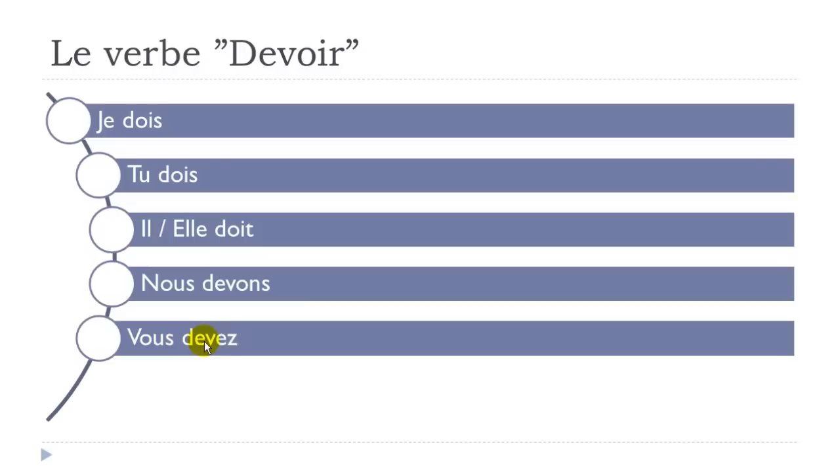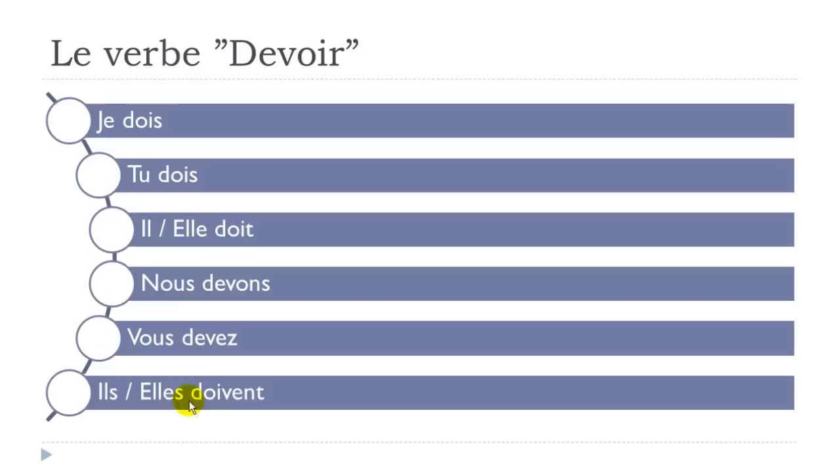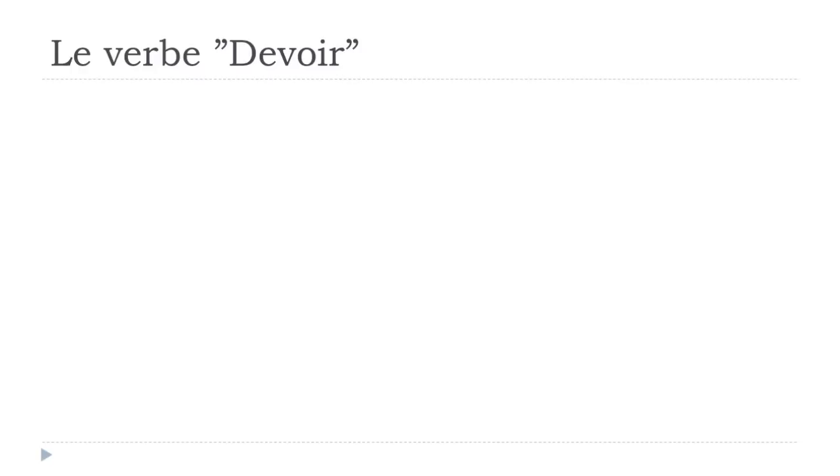All right, and then the last one, ils doivent. So same thing, classic ending for the plural form, E-N-T here. Okay, but then you don't pronounce it. Doivent. Elles doivent. Ils doivent, elles doivent. Okay, so let's repeat them one more time. Je dois, tu dois, il doit. Elle doit, nous devons, vous devez, ils doivent, elles doivent. All right? So let's see a few examples now.